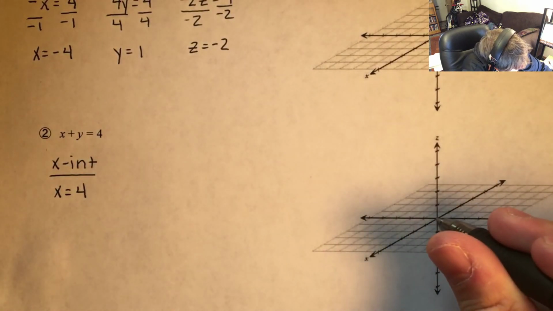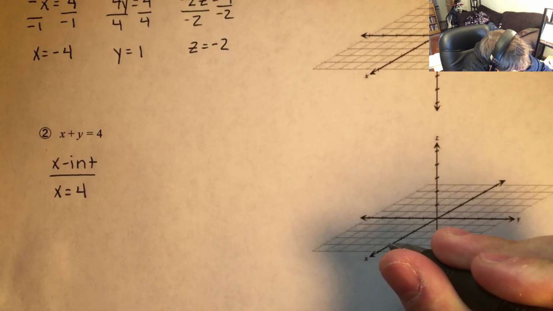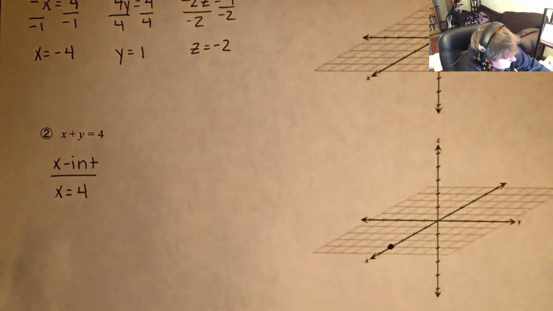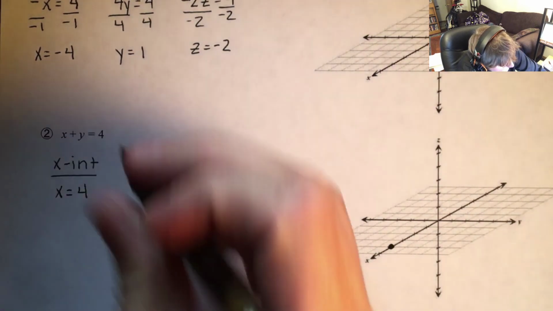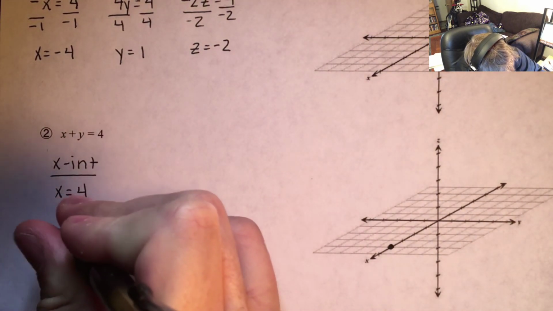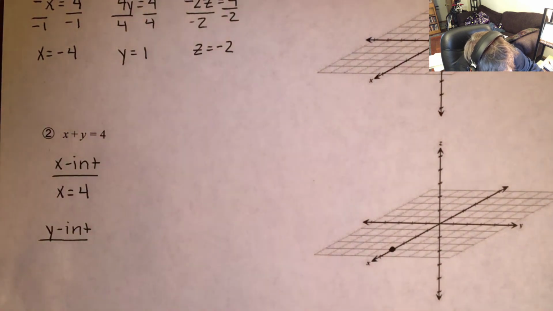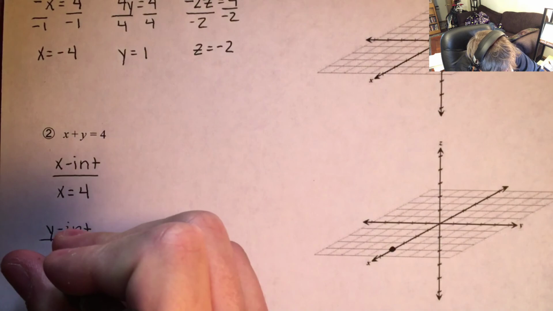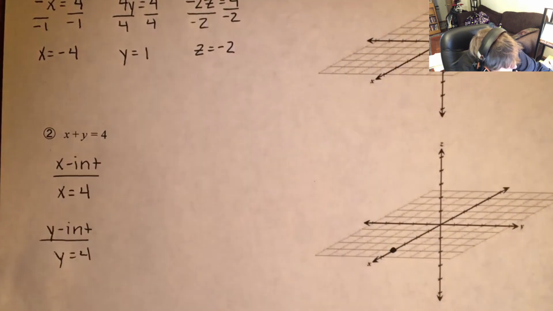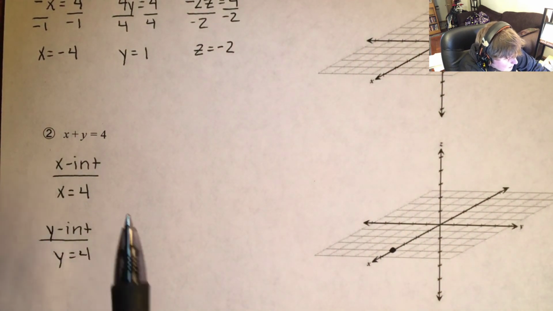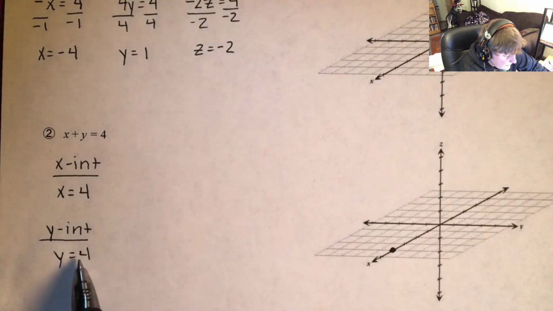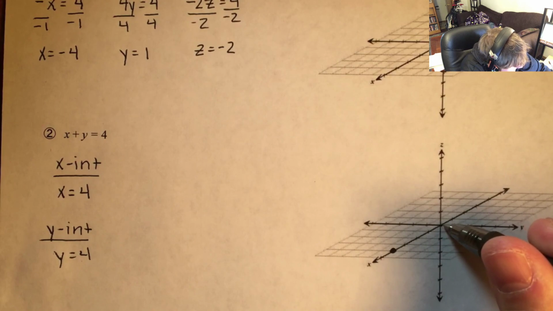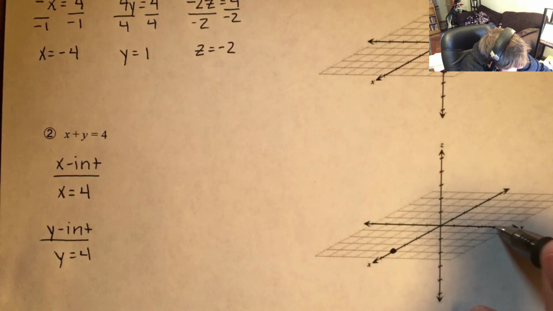Let's graph that. X is 4, 1, 2, 3, 4. Y is 0, stay the same. Z is 0, stay the same. Okay, then we have to do the y-intercept. Basically the same thing. We're going to find x will be 0, z will be 0, so that just leaves me with y is equal to 4. So we still have the ordered triple 0, 4, 0, and so x is 0, stay the same. Y is 4, 1, 2, 3, 4. Z is 0, stay the same.